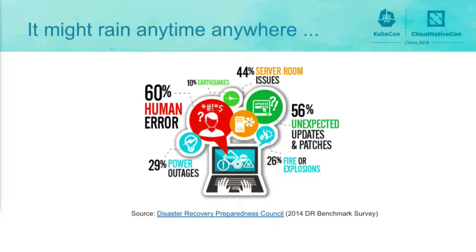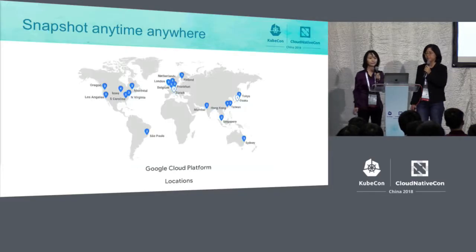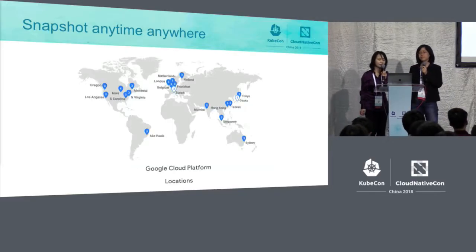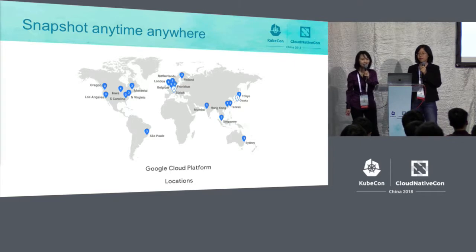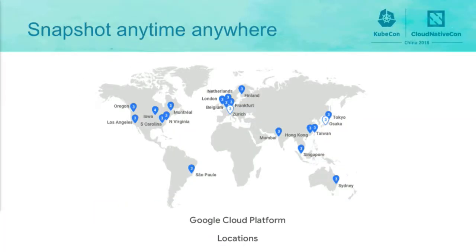Okay, back to the topic. Just like it might rain anytime, errors, failures, and problems might happen at any moment, any place. So how can we protect our precious data? Snapshotting is my choice. It's easy, cheap, and fast. I can easily restore my data anywhere, anytime.